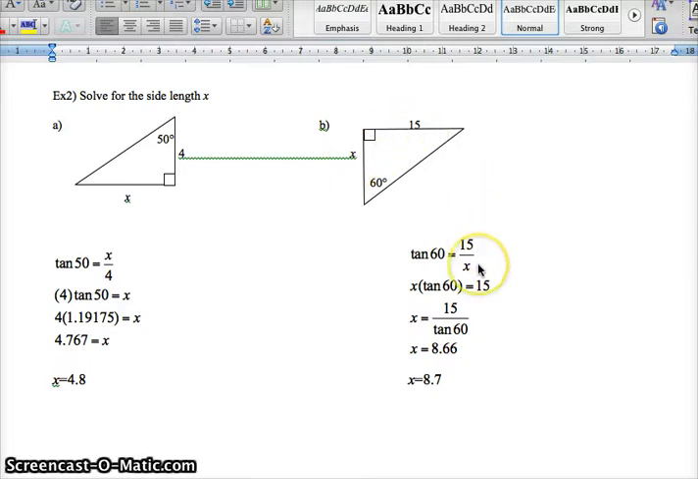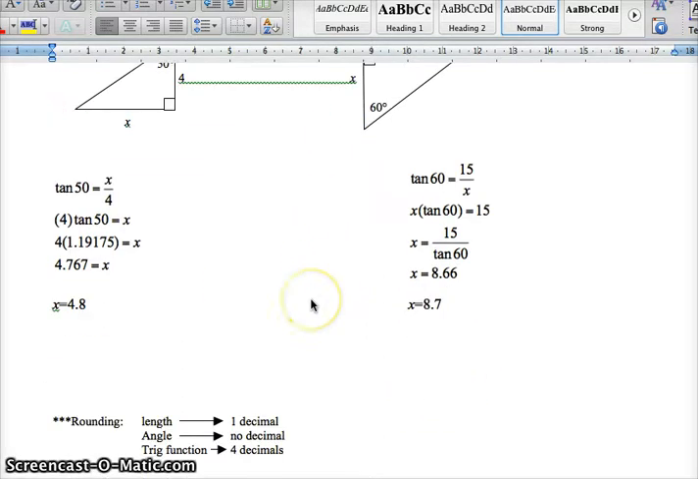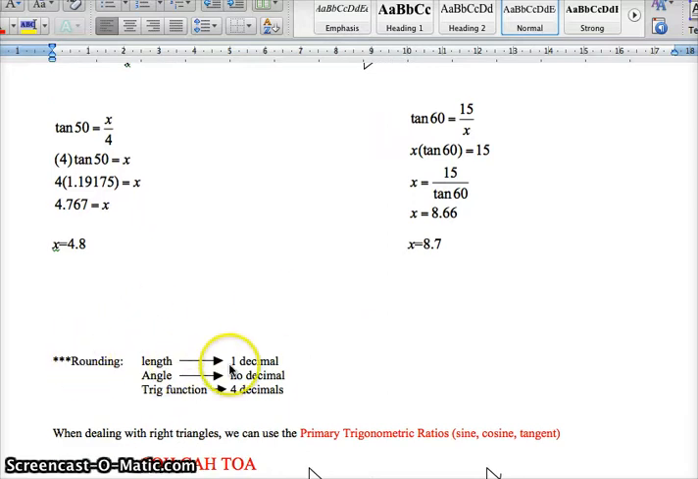For example B, we have tangent of 60, opposite over adjacent. So now we have 15 over x. We're not simply just going to divide or multiply our 15 times tan 60 because x is in the denominator now. So we multiply by our denominator to get rid of our fraction, and now we can see that to isolate x we have to divide by the tangent of 60. So 15 divided by the tangent of 60 gives us 8.66 and beyond, so we know that we have 8.7 as our length of x. Okay, so rounding: lengths go to 1 decimal place, angles go to no decimal, and trig functions go to 4 decimal places.